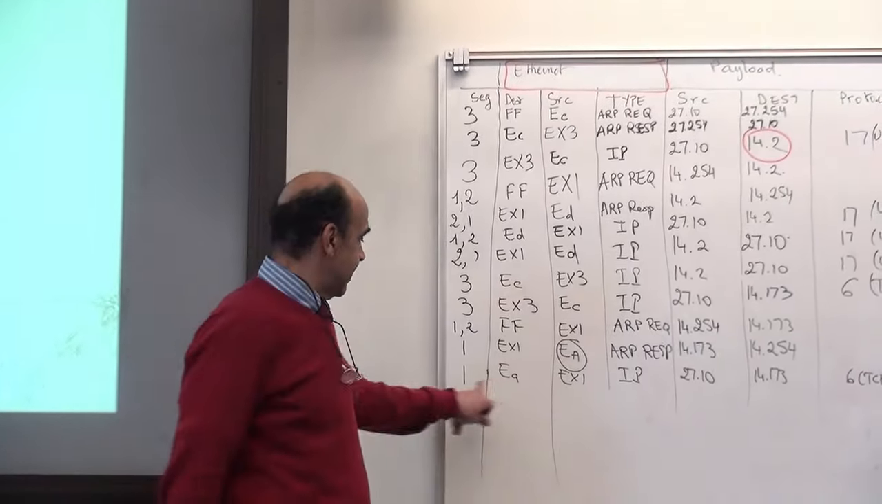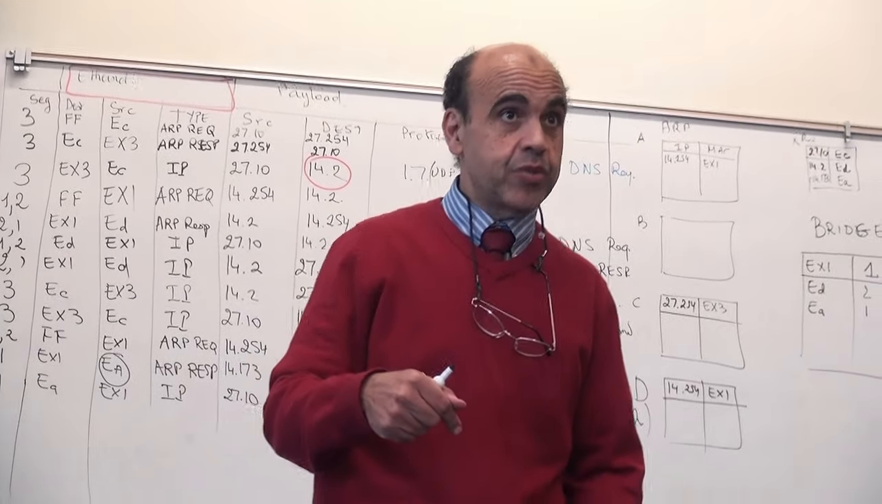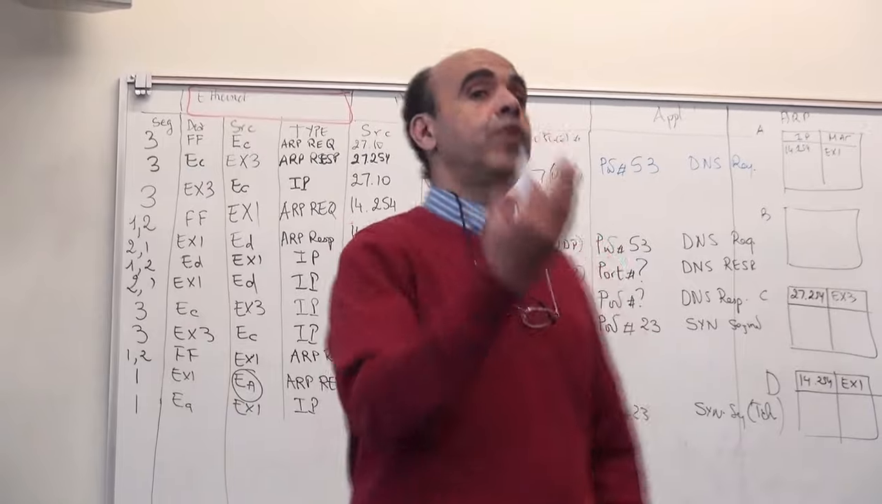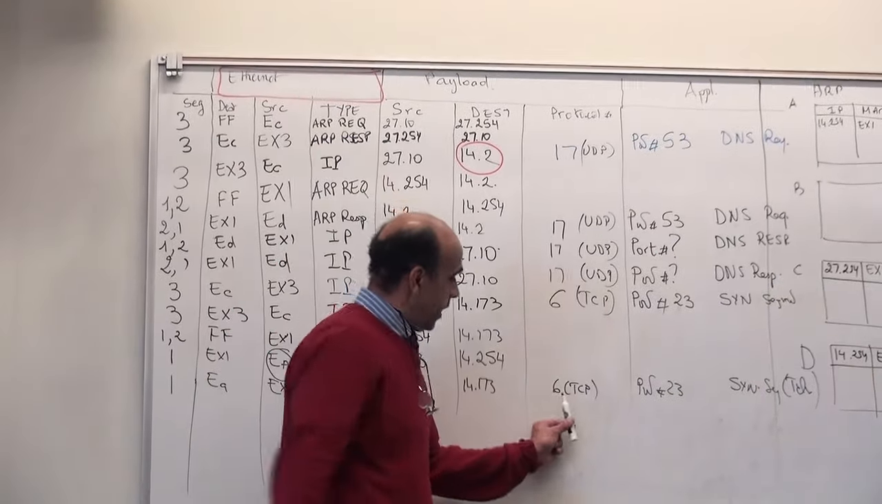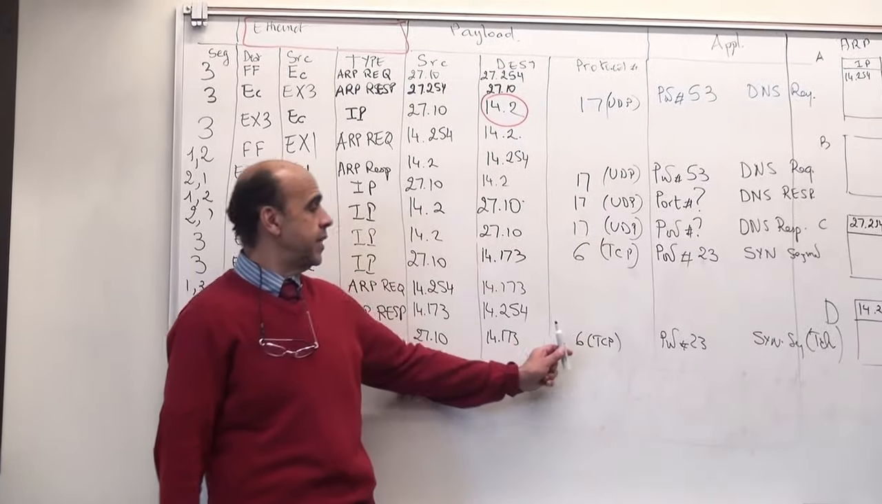So machine A will say, oh, this is for me. What is the type? Type is IP, so we give it to IP. IP dance, is it for me? Yes, this one is for me. Then we have to push it up. To who? TCP. IP will look at the protocol number. 6, give it to TCP.